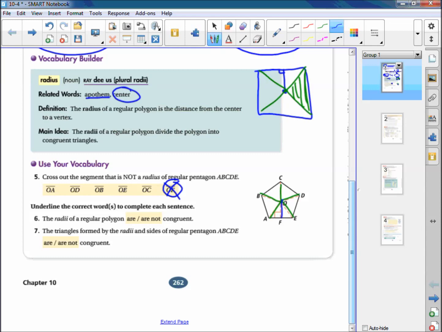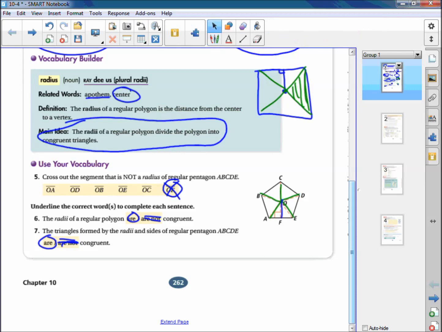Okay. All right, so the radii of a regular pentagon are always going to be congruent. Okay, otherwise we wouldn't have congruent triangles formed from them. And the triangles formed by the radii and the sides of the regular pentagon ABCDE are also congruent. So we do that above. The radii of a regular polygon divide the polygon into congruent triangles. All right, let's flip it over and check the second page.